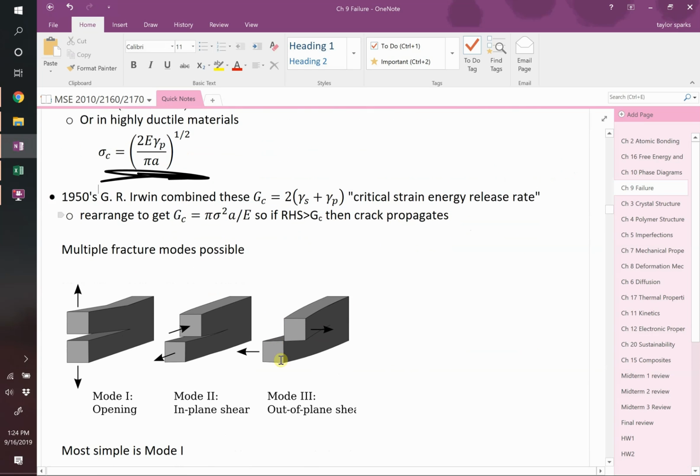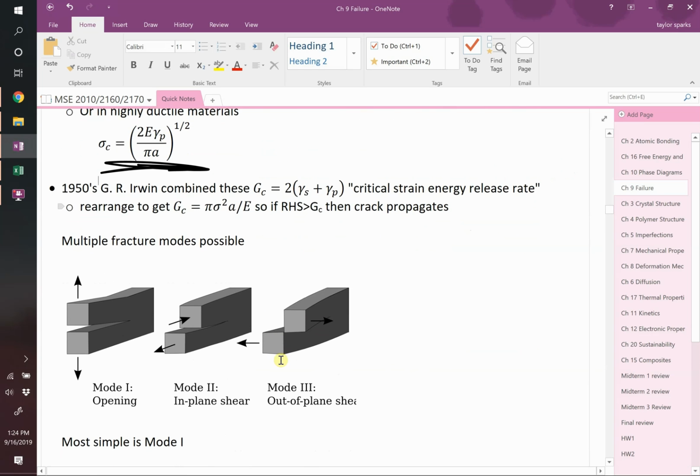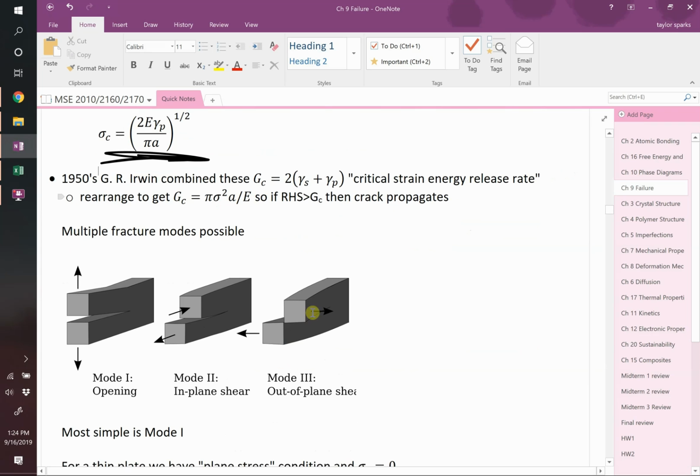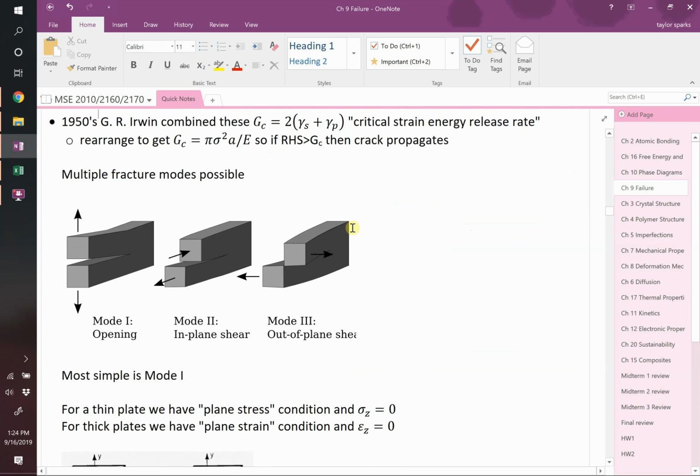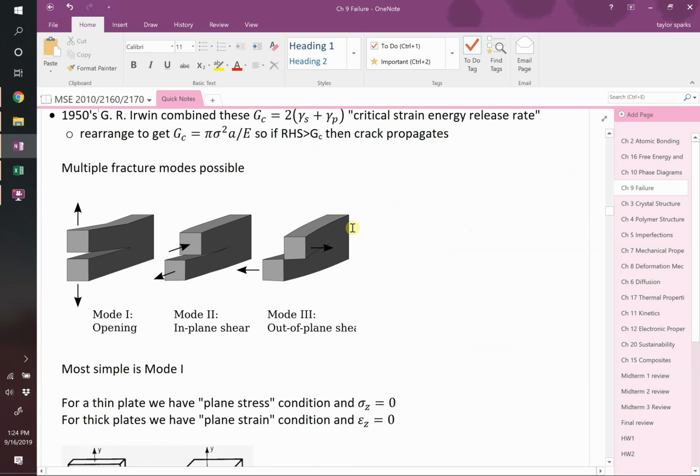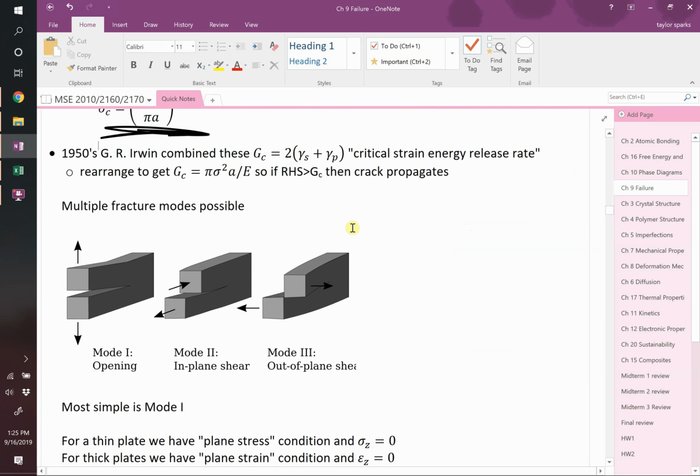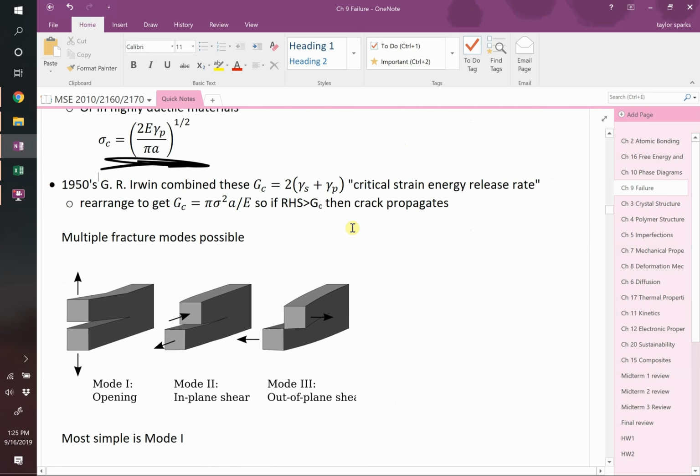So in years after this, they continued to improve it, and they eventually introduced this idea of a critical strain release rate, which we won't cover in this class. And they introduced multiple fracture modes. They said if you break materials in different ways, they don't behave the same way. This is what we've been talking about in this class so far, basically: pulling it straight apart. So your crack is essentially under pure tensile load.